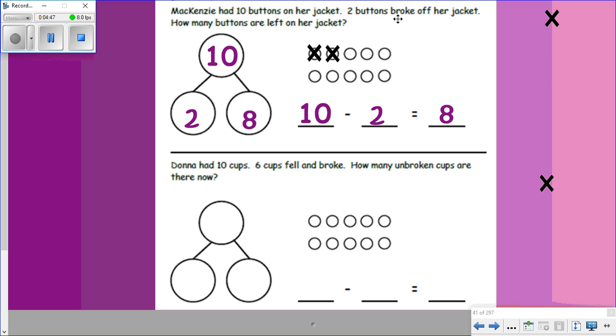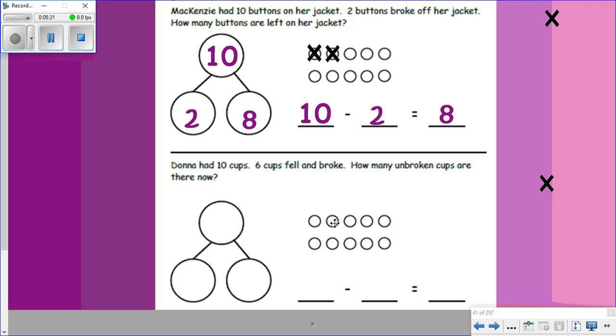Oh, look at that. Broke was up here in this story. Broke, so I'm remembering that. Okay, broke. How many unbroken cups are there now? All right, let's read that nice and smoothly now. Donna had 10 cups. 6 cups fell and broke. How many unbroken cups are there now?